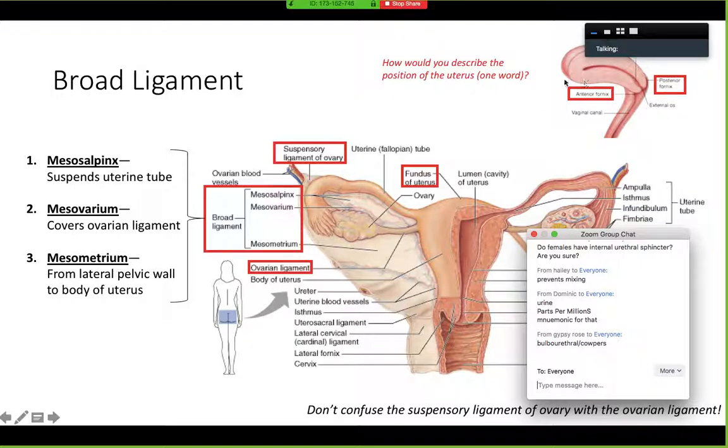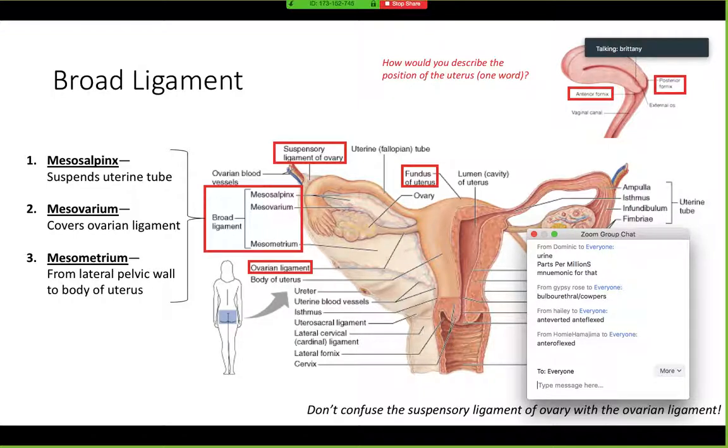So we'll start with this picture up here. How would you describe the uterus? I put one word, but there's actually two words that you could use. Anteverted and anteflexed. So that's referring to its positioning. And based on that, you can tell that this is the anterior fornix, and then this is the posterior fornix, since the uterus is anteverted and anteflexed.